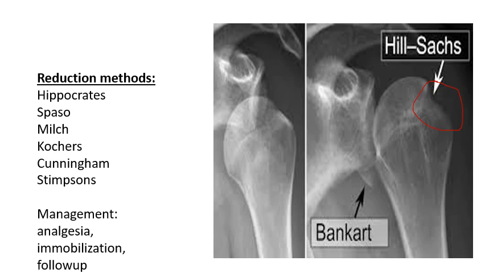And you can have a Bankart lesion. You can see here there is a labrum tear. This one. This is your labrum tear. This is known as Bankart lesion.